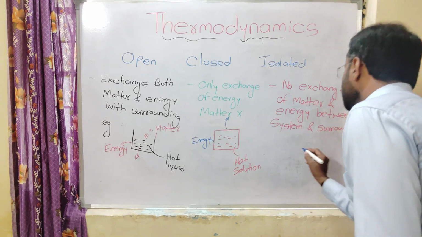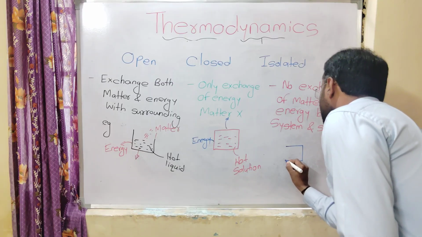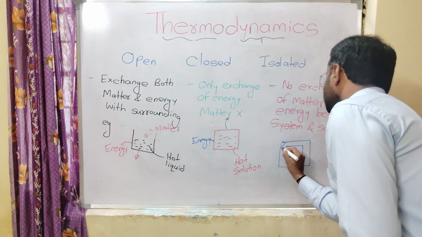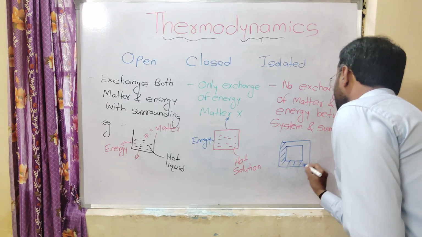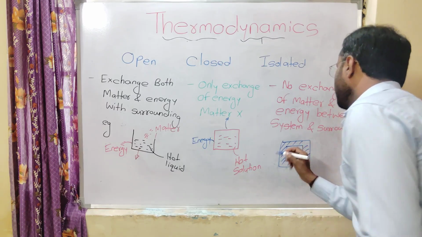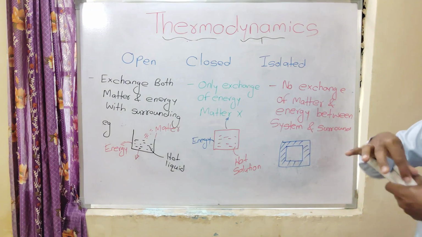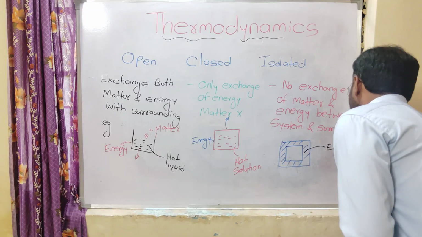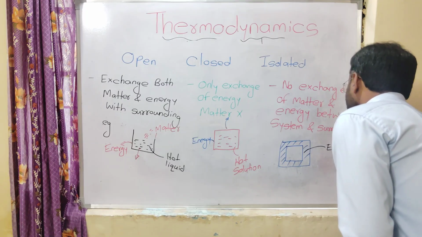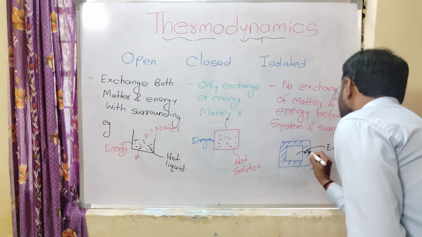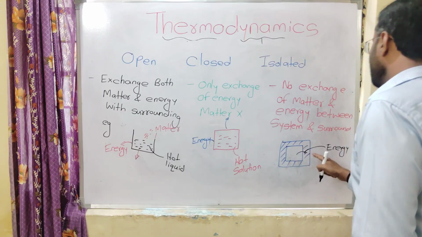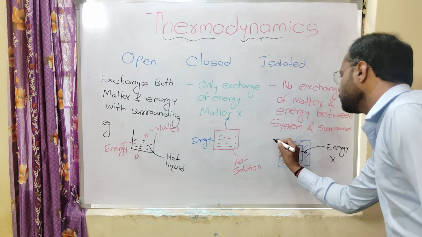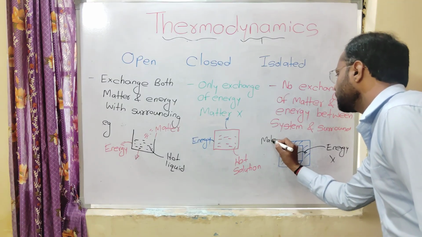Okay, the third system, in which one is a closed container and above that we have an insulated surface. What that insulated surface does is, it cannot exchange energy, as it is insulated. The heat comes out from that, but because it is an insulated surface, no heat is exchanged between system and surrounding, so no energy exchange. And as it is a closed vessel, matter is also not exchanged.